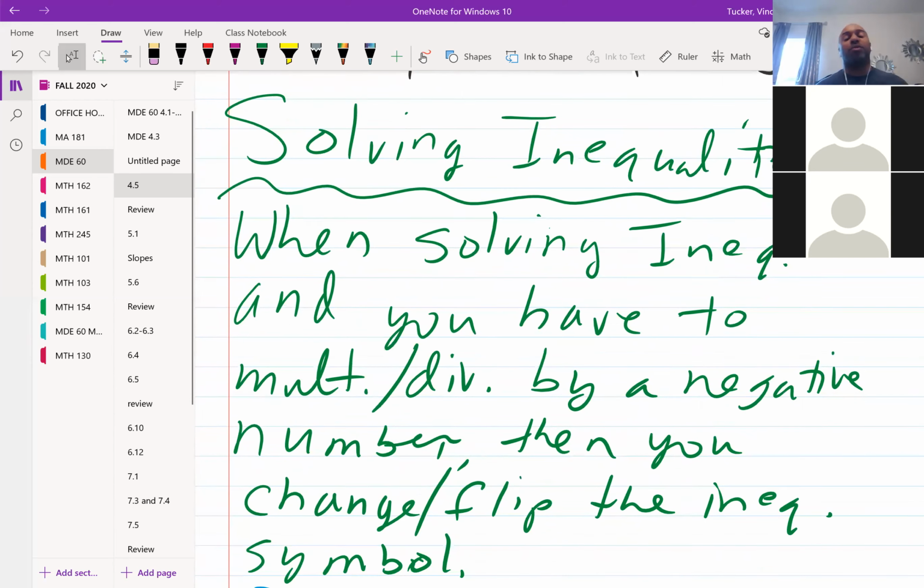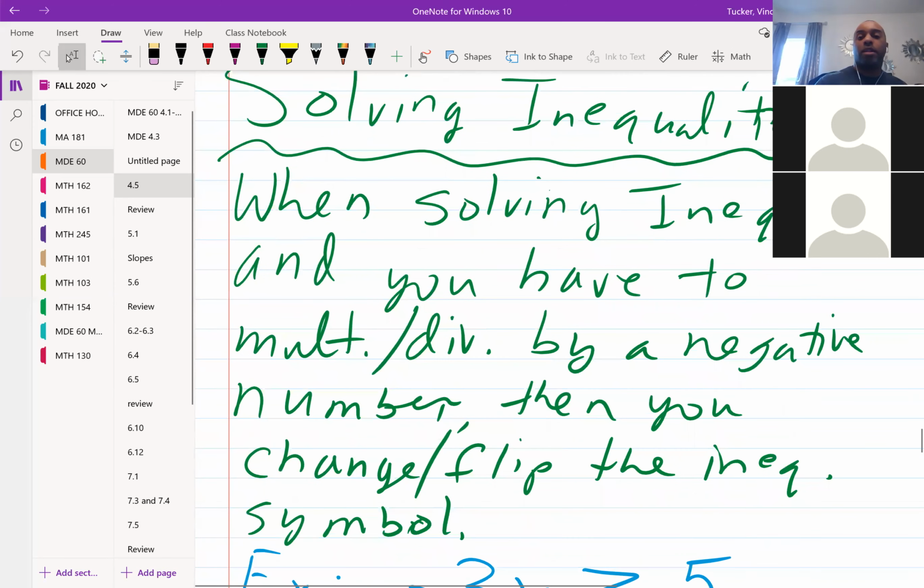All right. So when solving inequalities, there's one thing that we have to consider that's different than equations. Everything else is the same, so there's just one thing. When solving your inequalities, if you have to multiply or divide by a negative number, then you have to flip or change, depending on whatever language you would like to use, the inequality symbol.